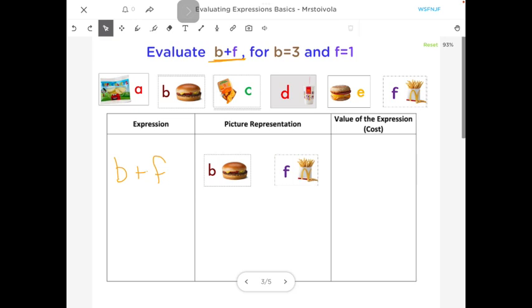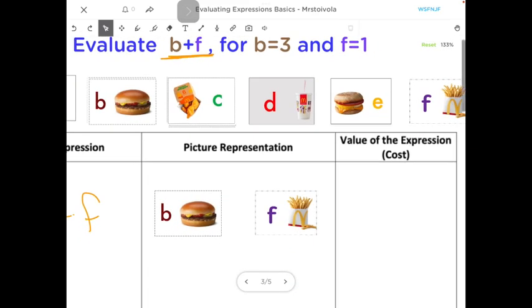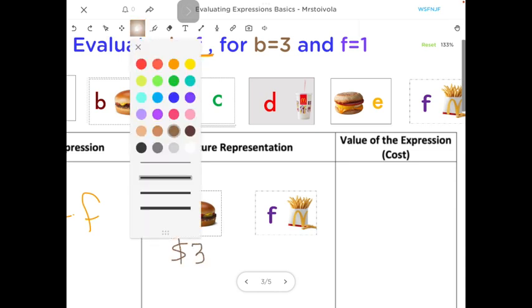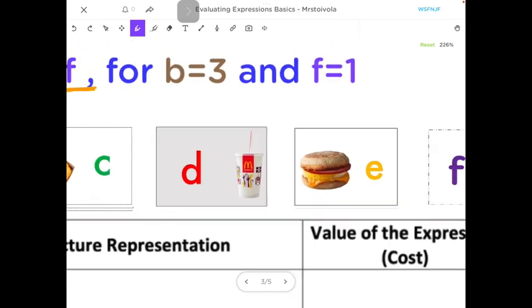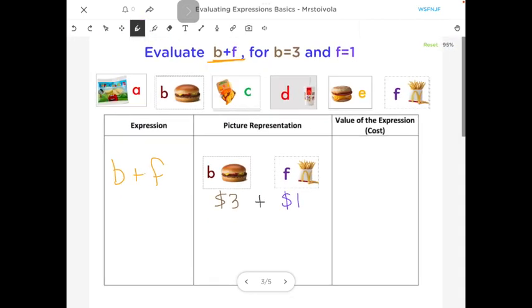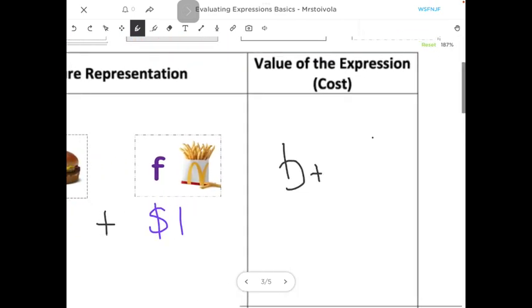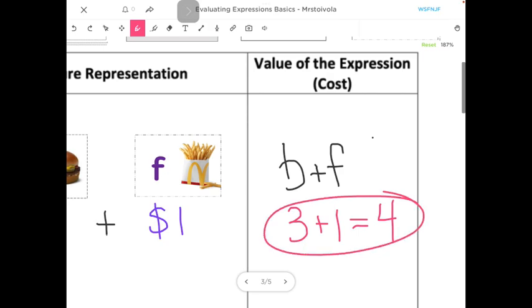Underneath the B and the F, I'm going to write their value. So here it says B equals 3. If you roll into McDonald's today, that means the burger costs $3. And F equals 1, so the fries cost $1. So if I am finding the value of the expression, I'll do it first as B plus F, and then I'm going to change that right underneath into 3 plus 1 equals 4. Pretty easy, not too bad.